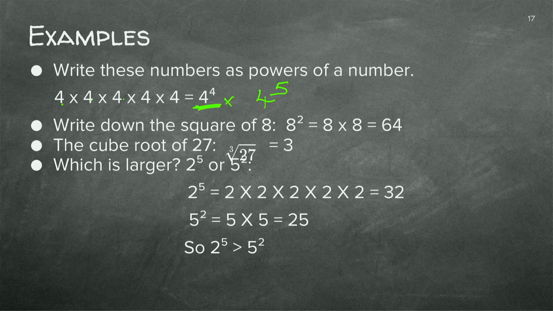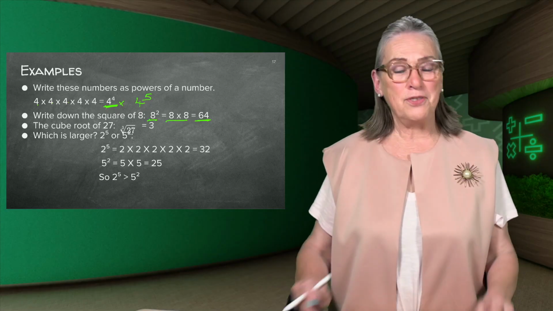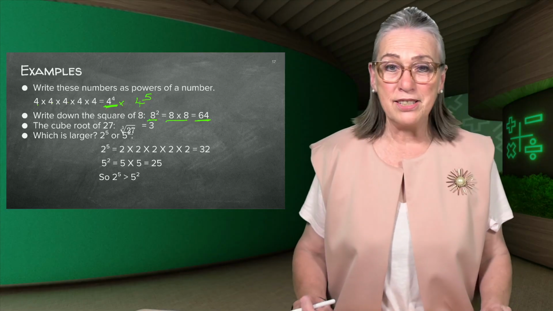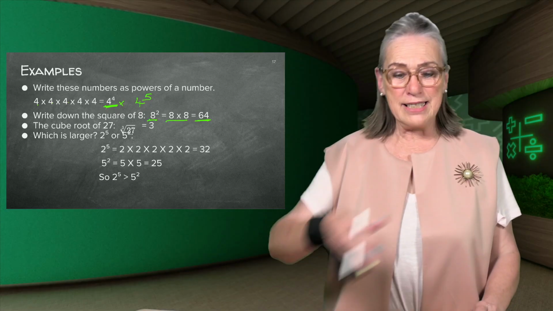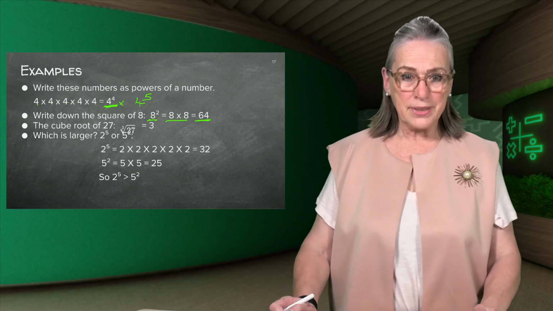Write down the square of 8. Okay, so the square of 8 is 8 to the power of 2. So that means it's 8 times 8, so we end up having 64. If you know it, congratulations. If you have to refer to your multiplication table, I hope you notice that it's on that diagonal line.